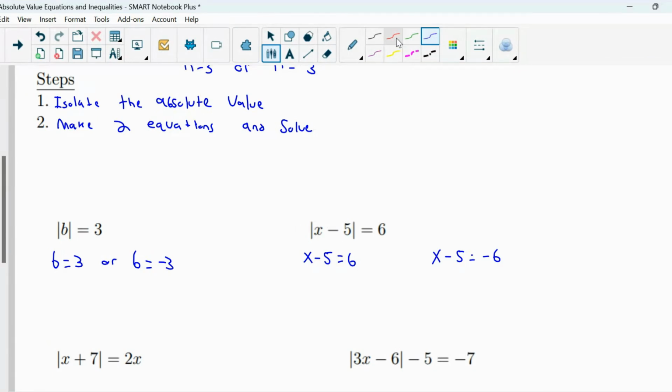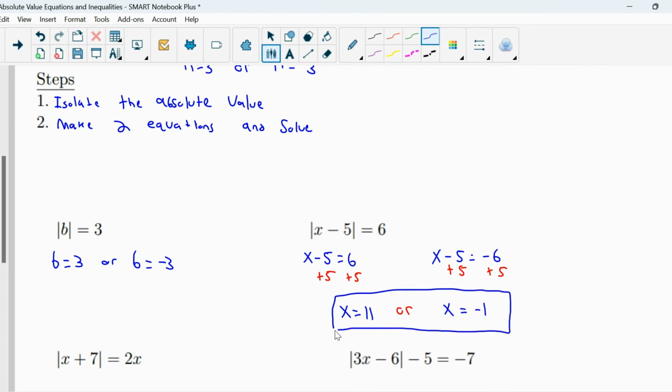So let's go ahead and solve both of these equations separately. To solve our left equation, we would have to add 5 to both sides. And that would give us x equals 11. And on the right equation, same thing. Add 5 to both sides. But this time, we have x equals negative 1. Okay, so when writing our solutions, we would have x equals 11 or x equals negative 1. One or the other can be our solution.